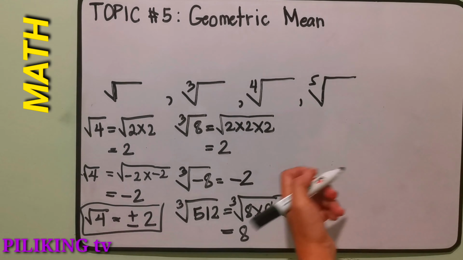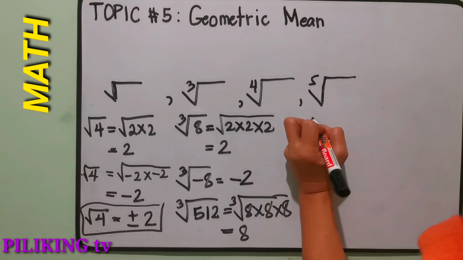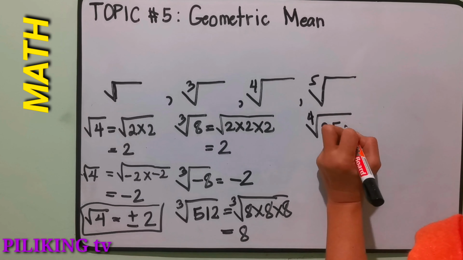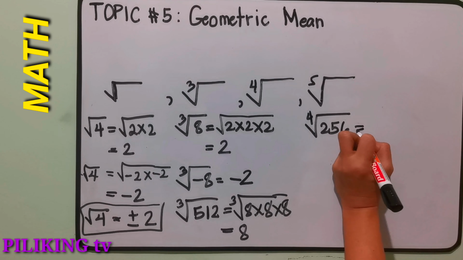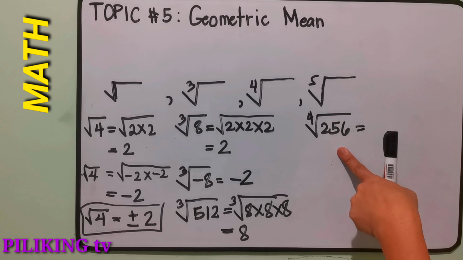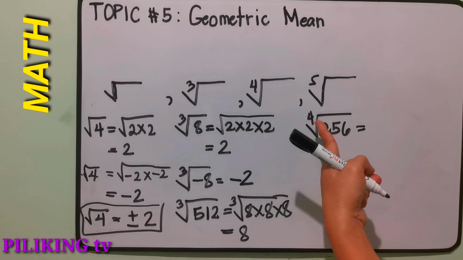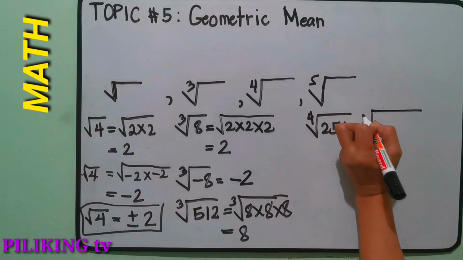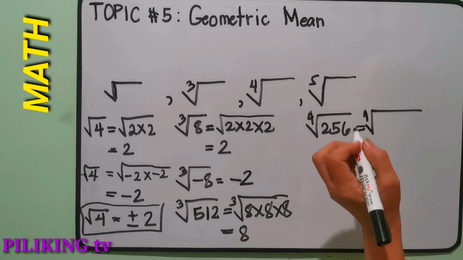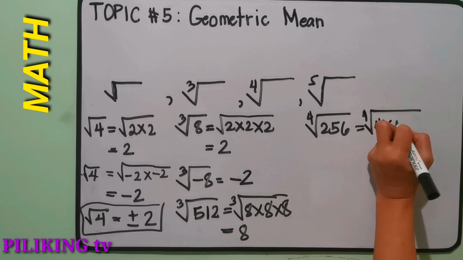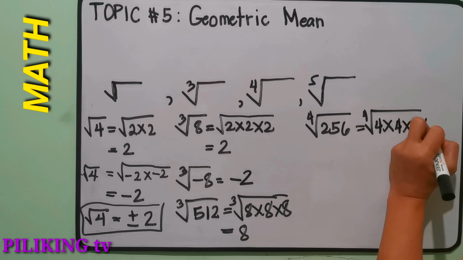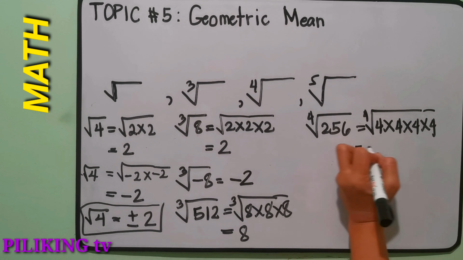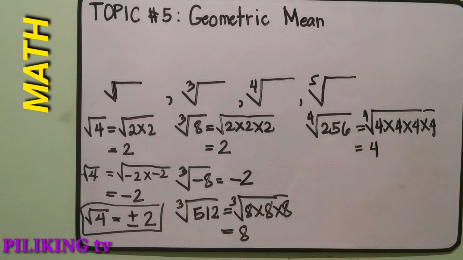Let's have an example of the fourth root. The fourth root of 256. Think of a number that when you raise to the fourth power is equivalent to 256. That is equal to the fourth root of 4 times 4 times 4 times 4. Therefore, the fourth root of 256 is 4.